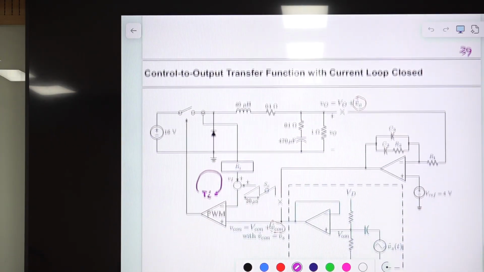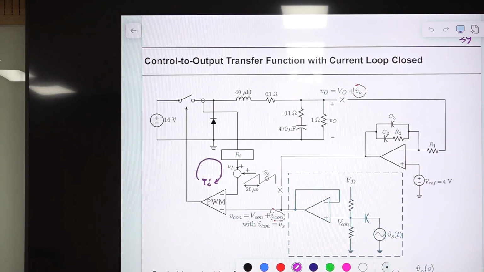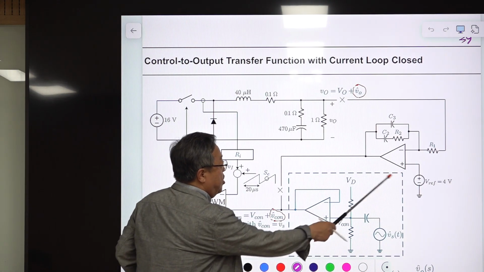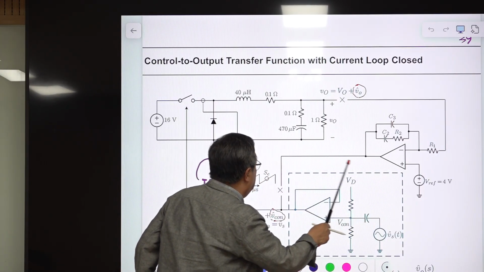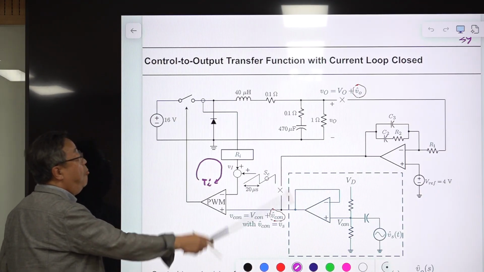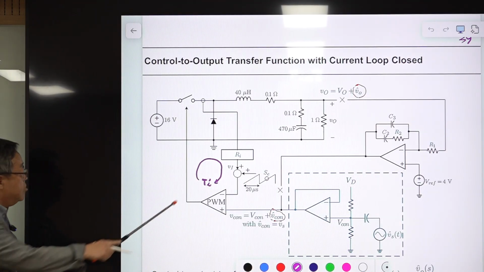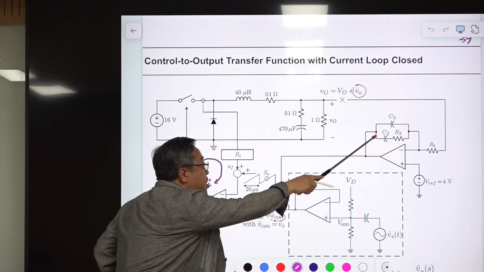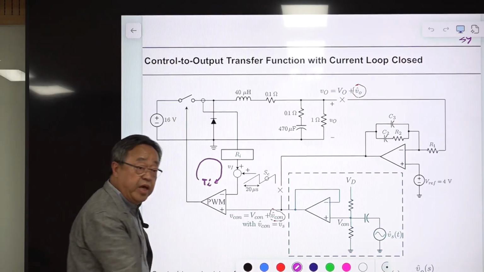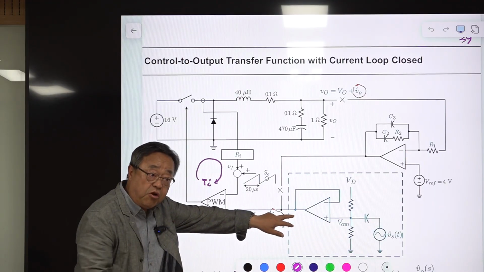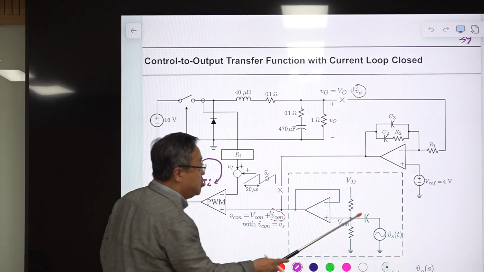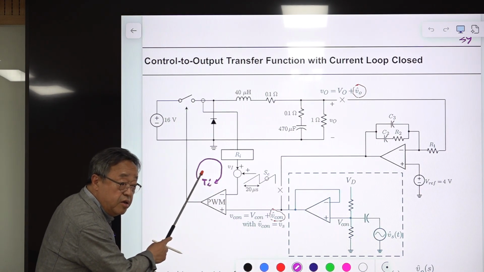This slide is rather important, and it explains the concept of the control to output transfer function with the current loop closed. First, consider this. Forget about this part; this is connected, and this is the two-pole one-zero circuit, and this is connected. This is the complete current mode control. There is a current loop here and a voltage loop here, but this voltage loop is broken, and instead there is an auxiliary circuit used to measure the transfer function from here to there.